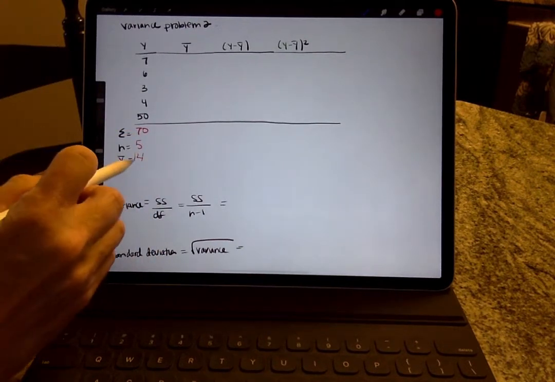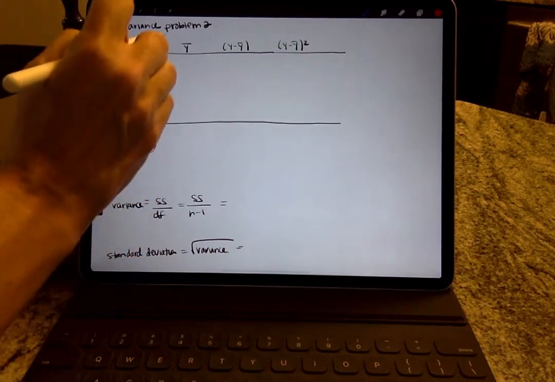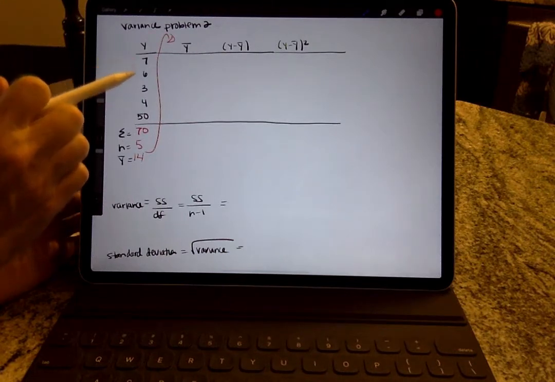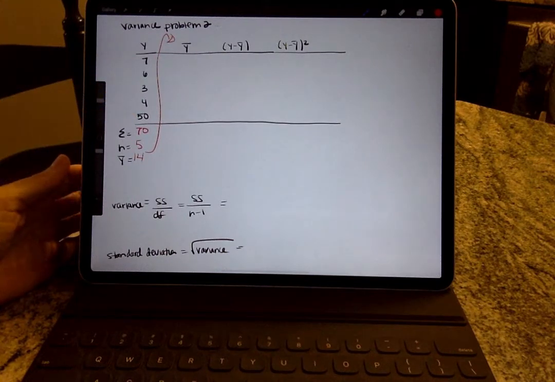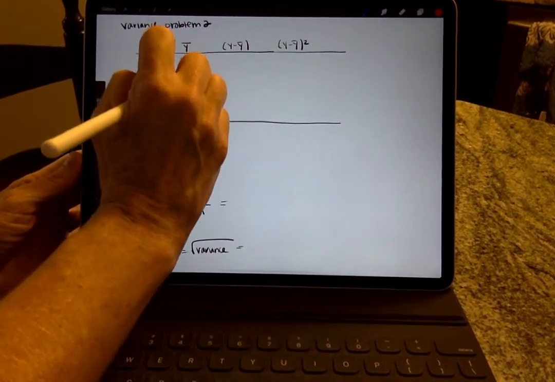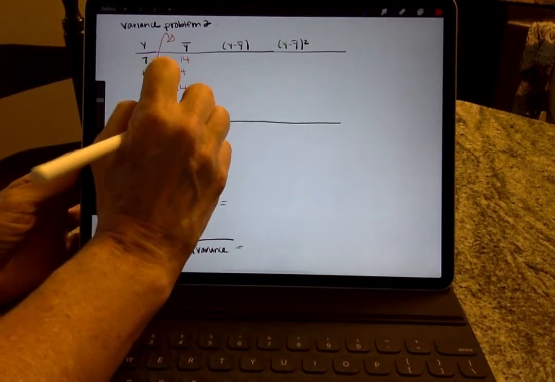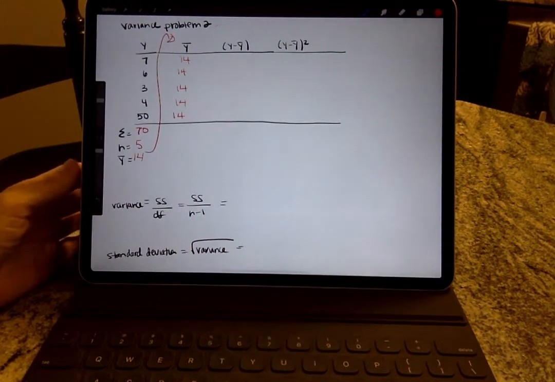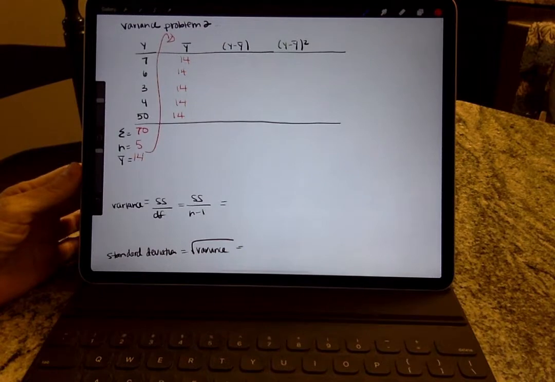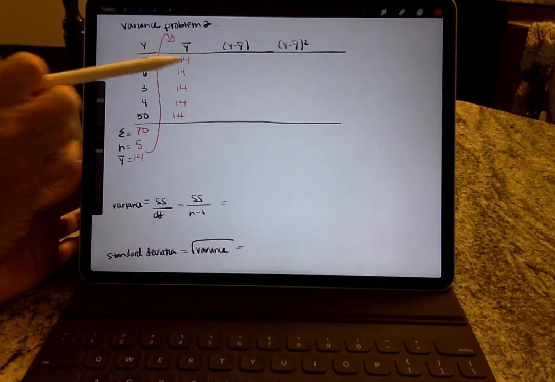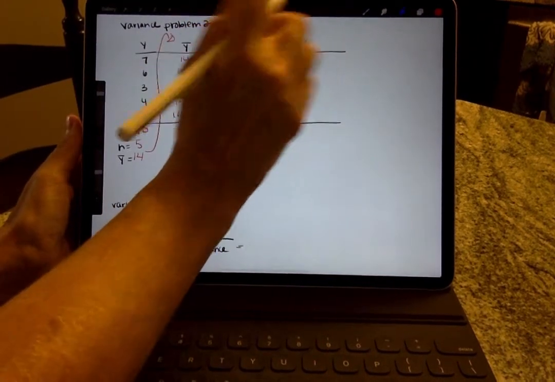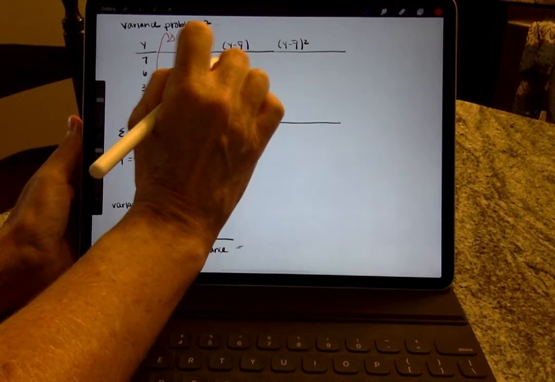And remember, what we're going to do now is take this mean that we calculated and use it to populate this second column. So next to each one of these y's, or these scores, we are just going to write in the mean. We're just going to take this number 14 and rewrite it 5 times next to each one of those numbers. So in this third column, y minus y bar, we're going to take each one of these scores and subtract the y bar.